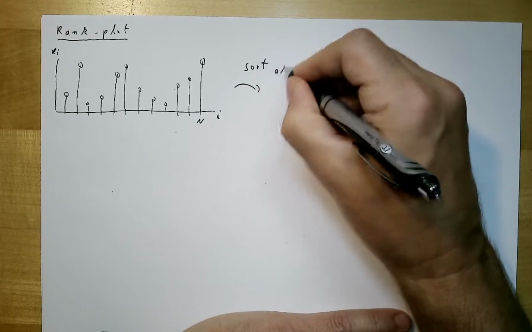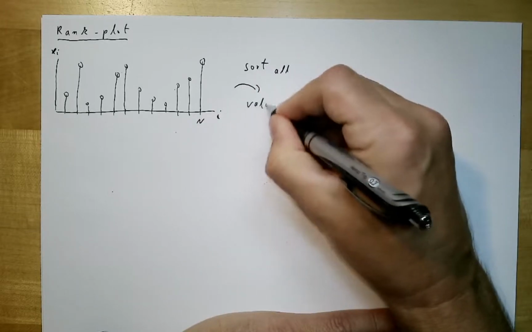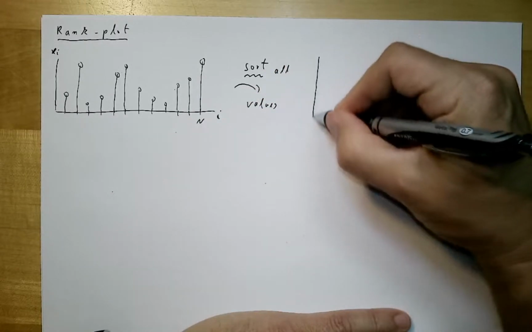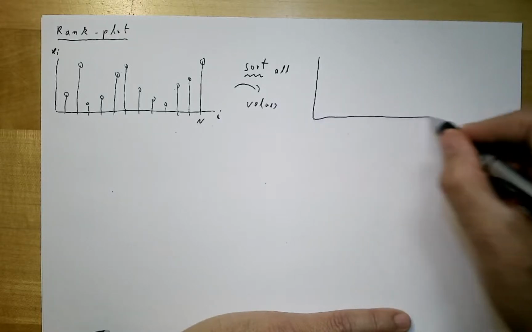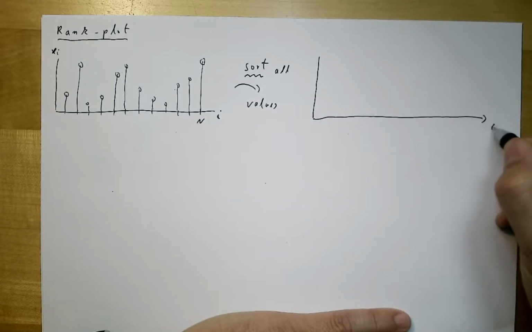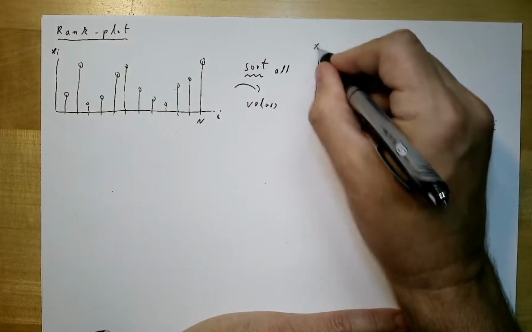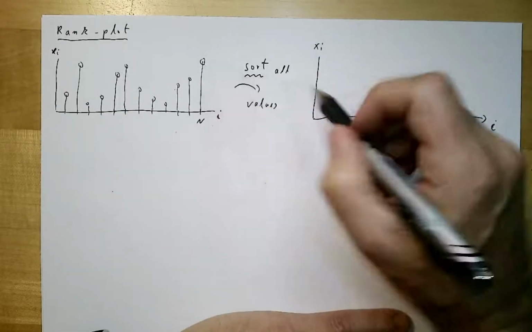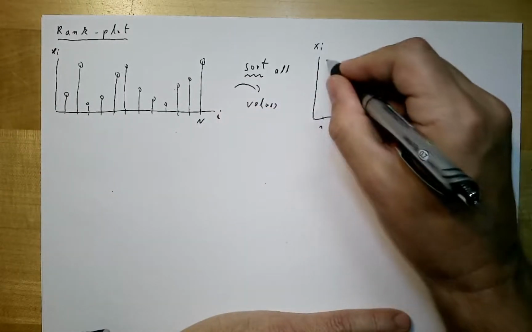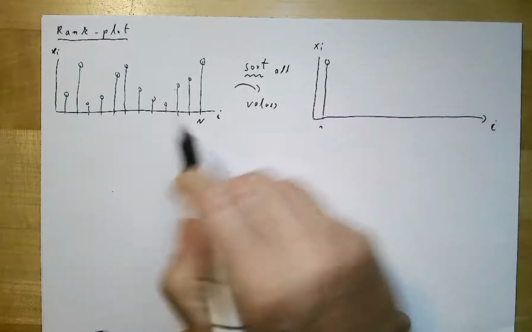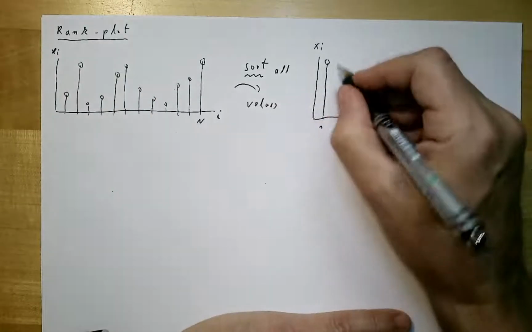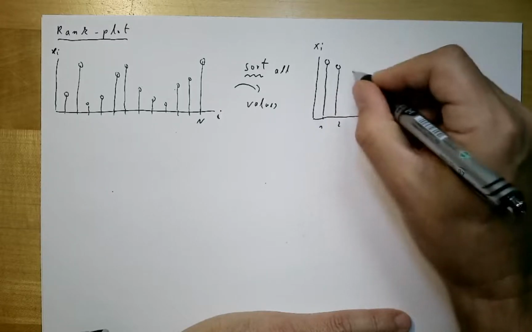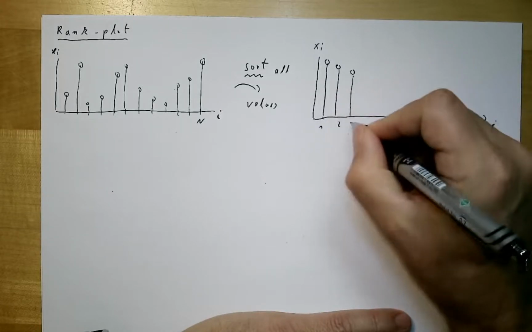Sort all values in descending order. So what we do, we just plot the same data again, but we look first what's the largest value, and this gets the rank 1. This comes first. And then we search for the second largest value. This gets rank 2. Third largest value gets rank 3.